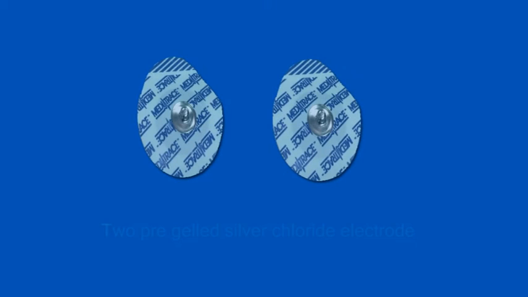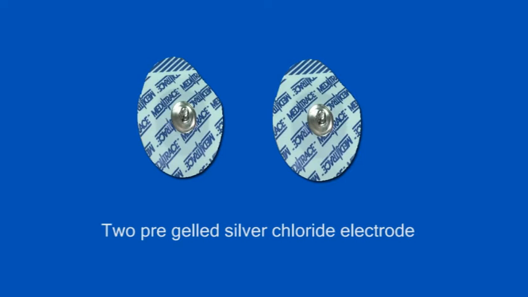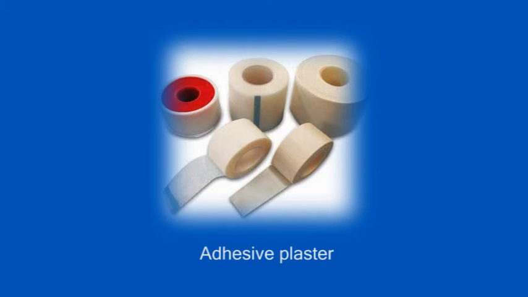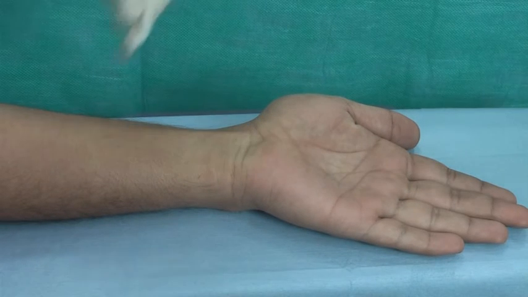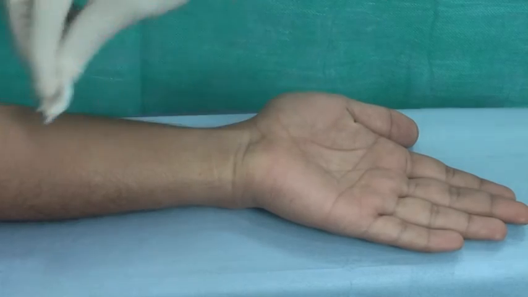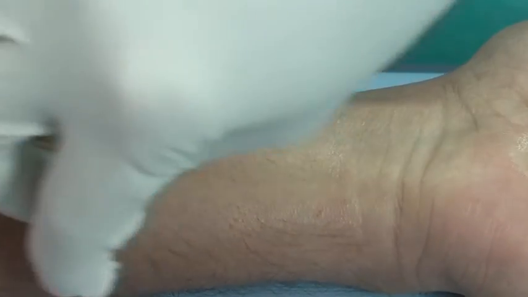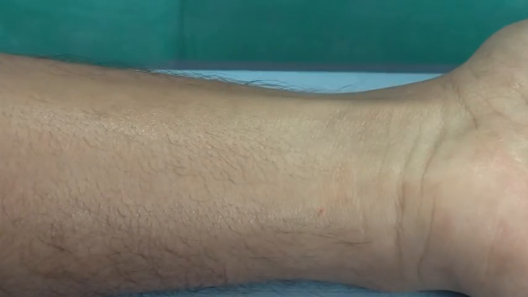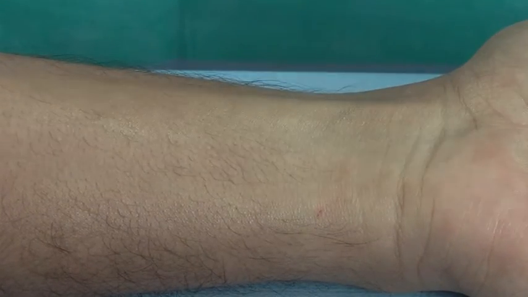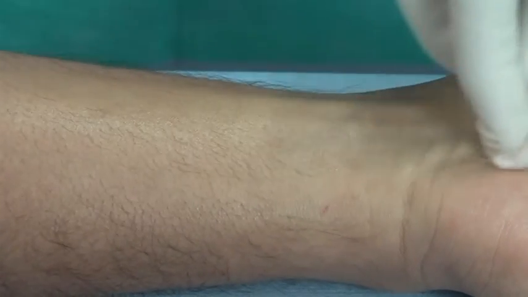Coming to setting up of a TOF monitor, we need two pre-gelled silver chloride electrodes having 7 to 8 mm diameter of conduction area, an adhesive plaster, and a TOF guard or watch monitor. Carefully prepare the skin so that resistance between the surface electrodes and the skin can be reduced by removing the air, decornifying, degreasing the skin and cleaning the area beneath the electrodes with alcohol.